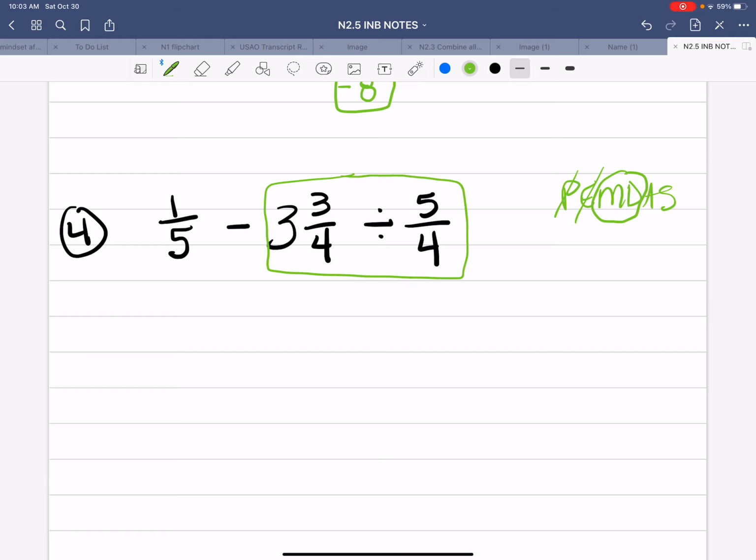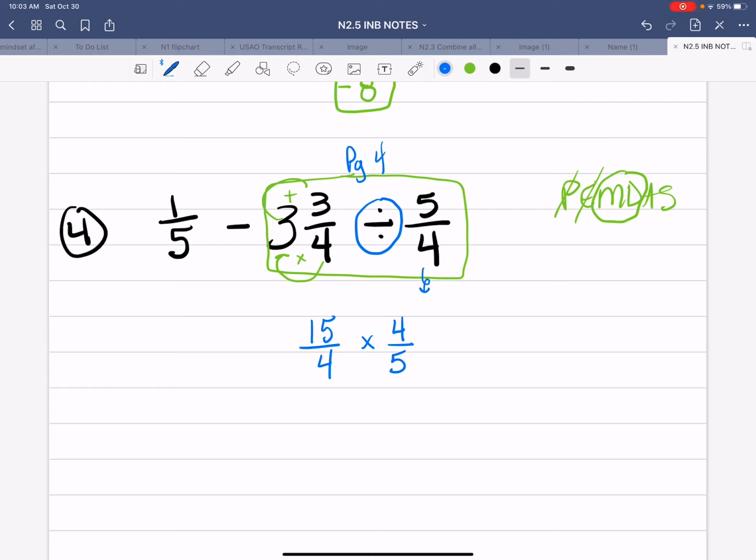The first thing I'm going to do is I'm going to change this to an improper fraction. You guys are so good at that. I've been so proud of you. So this becomes 4 times 3 is 12, plus 3 is 15. This becomes 15 over 4. Okay? And then how do I divide fractions? Page 4. Page 4 will remind you this changes to multiply. And then I need to flip this fraction. So instead of 5 over 4, it becomes 4 over 5.